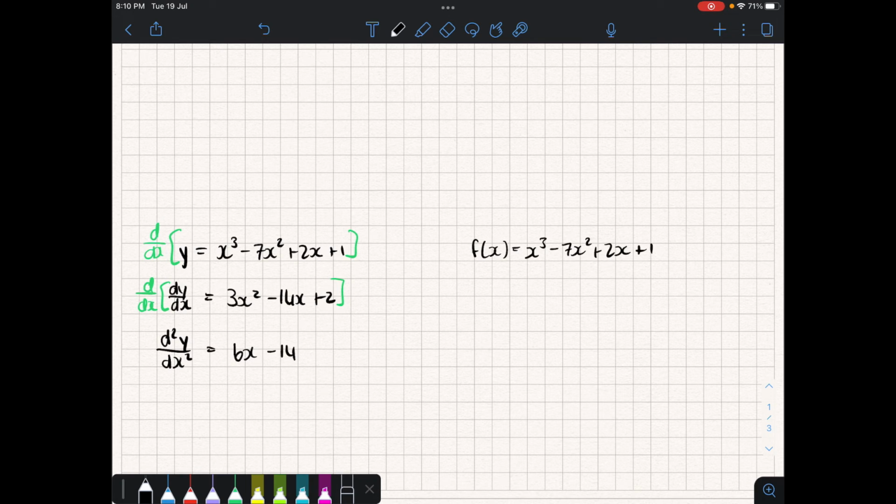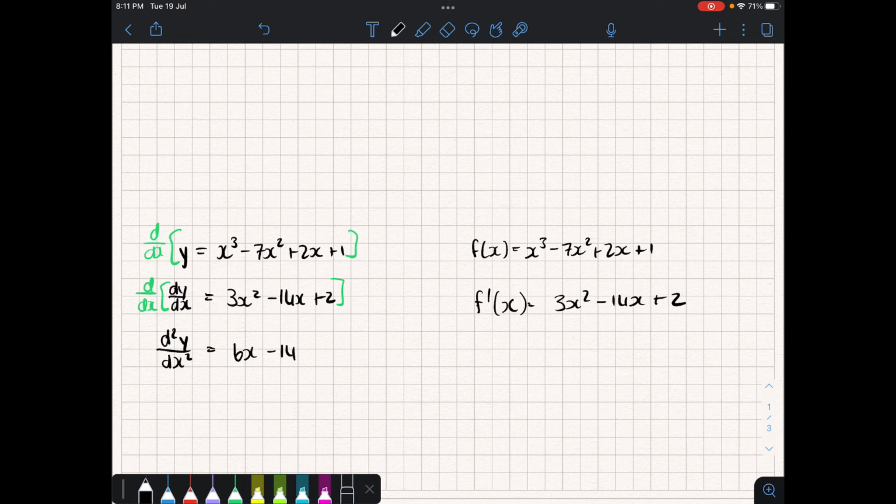Now, another way that we can describe functions or equations is with function notation, where we would have the equation f of x or g of x or h of x or something of x. And we need to remember that when we differentiate this, its gradient equation becomes f dash x. Okay, that's the first derivative. And so it would be 3x squared minus 14x plus 2.